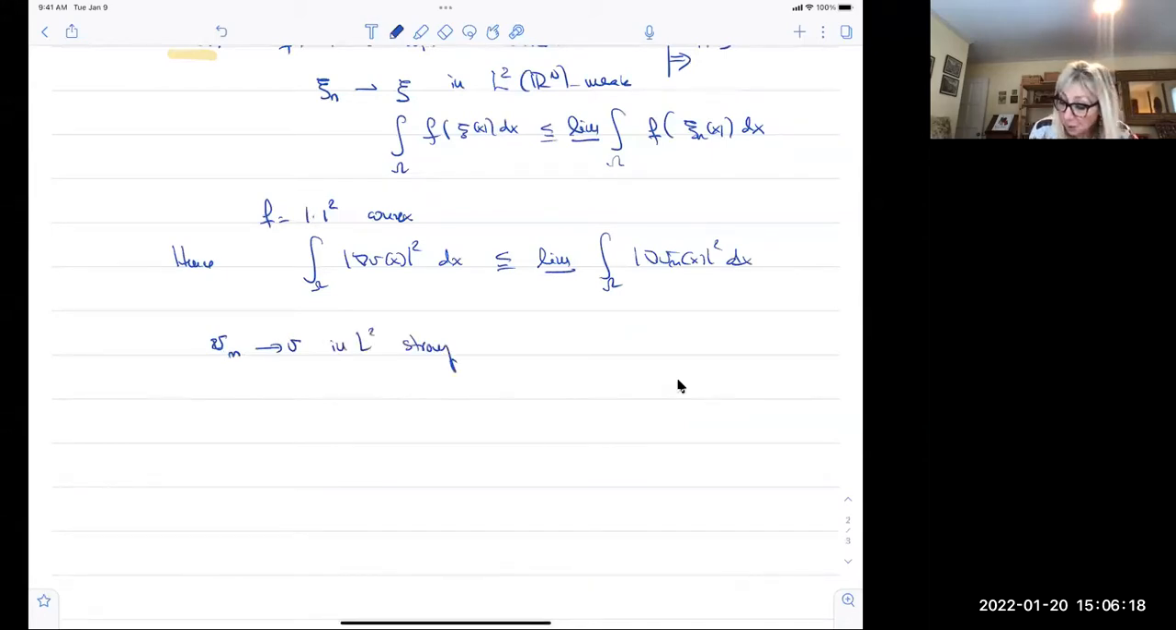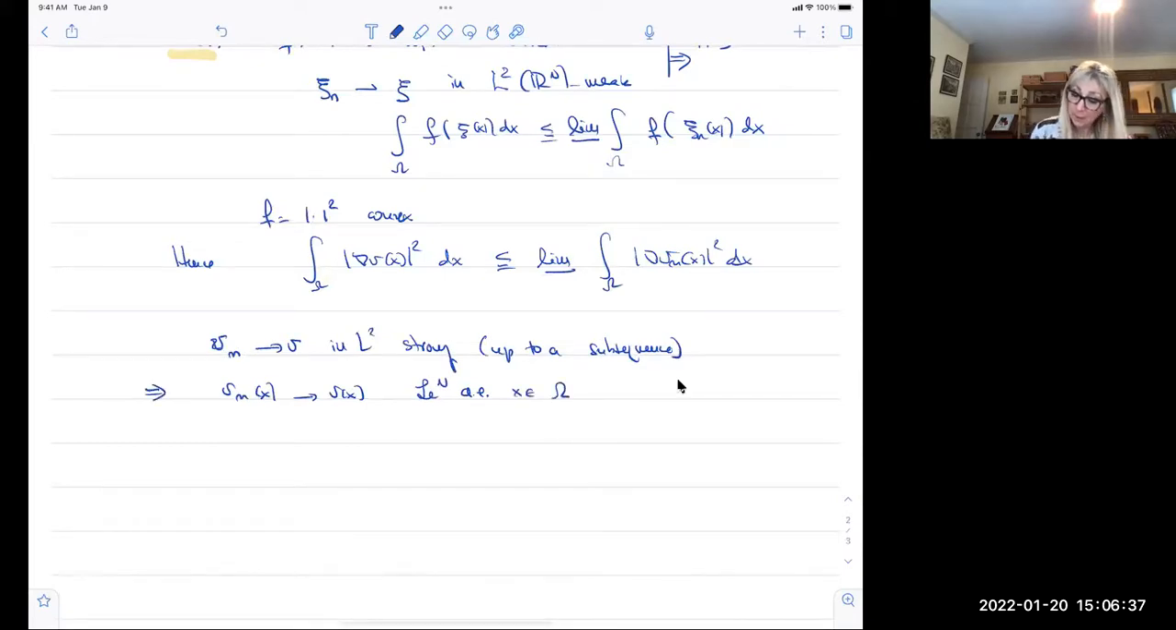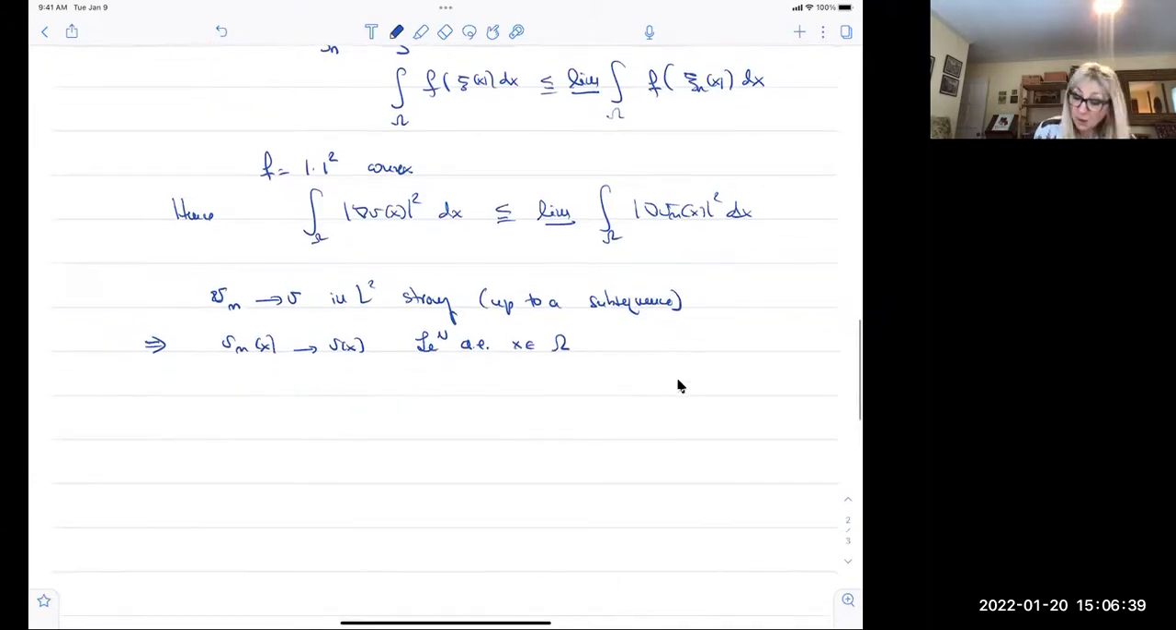So up to a subsequence, which I will not relabel, I know that I have pointwise convergence almost everywhere. So for almost every x in omega, L^n is the Lebesgue measure. And so this is an argument we used before. W is continuous. So you can use Fatou's lemma.